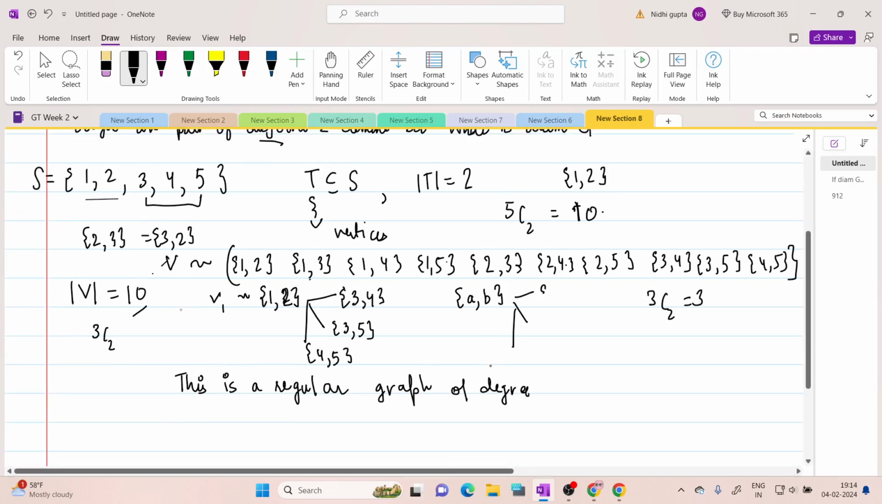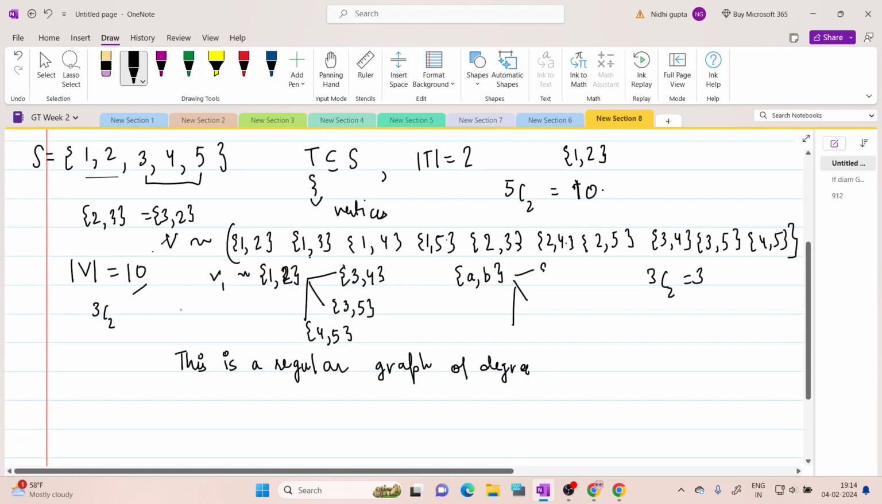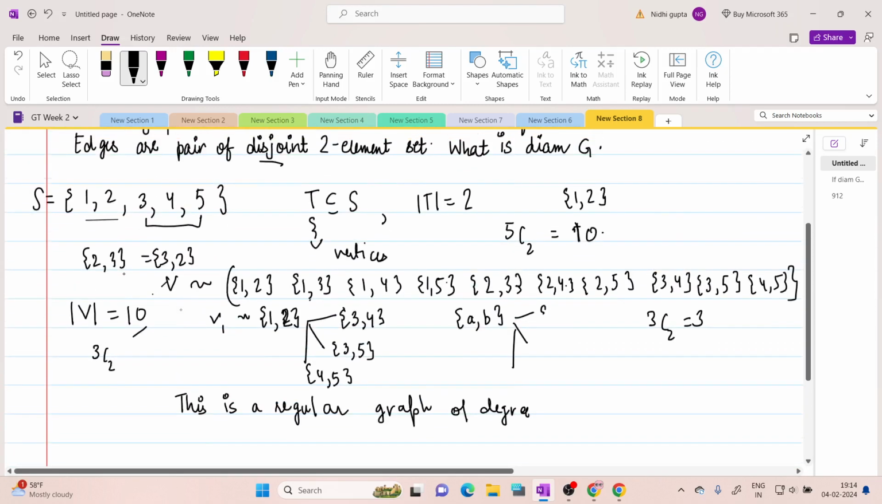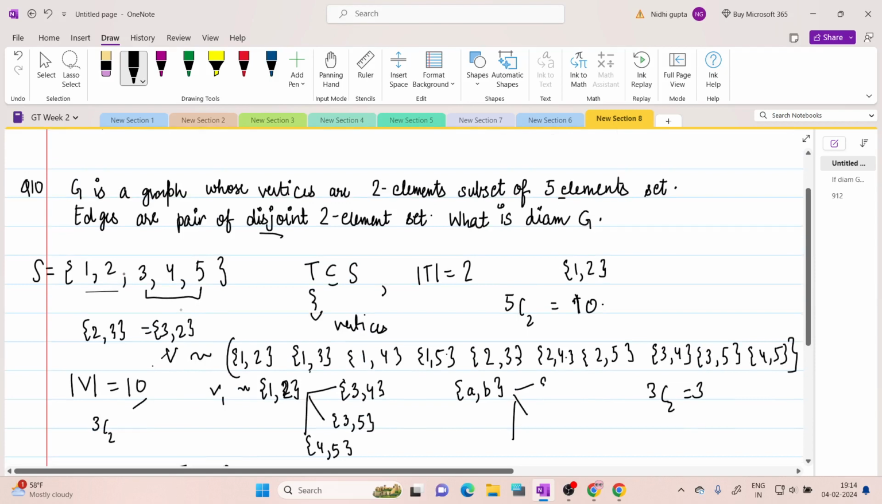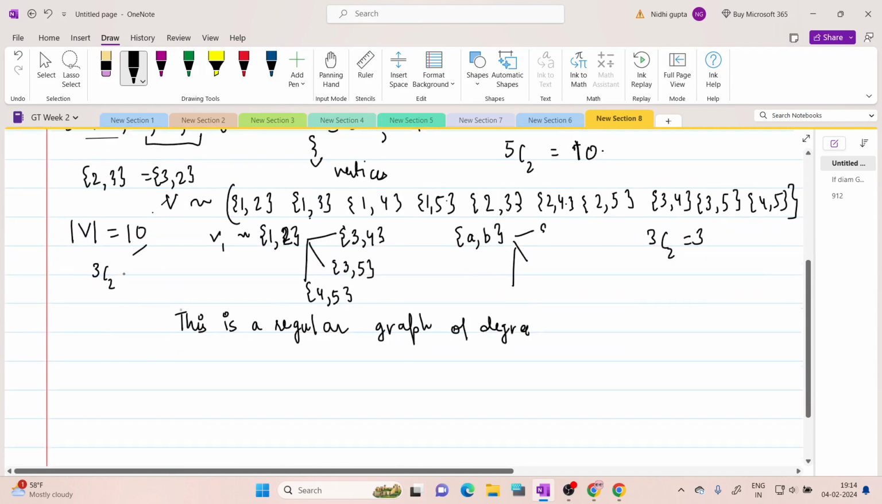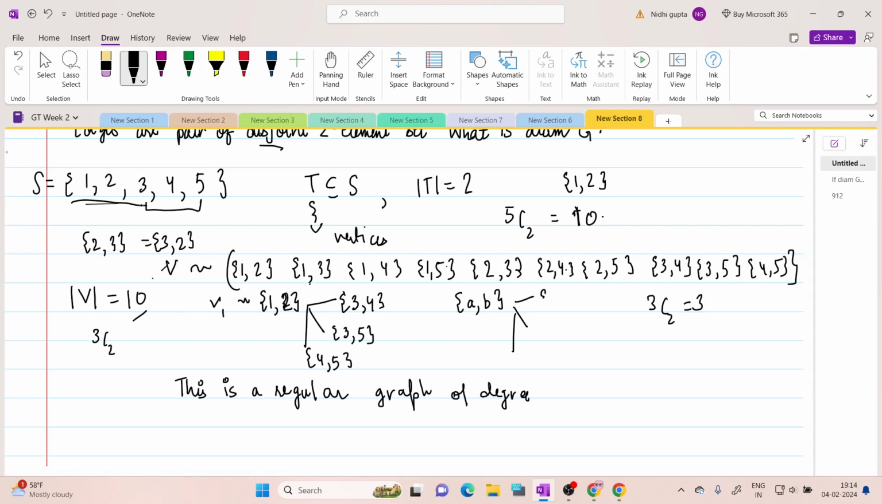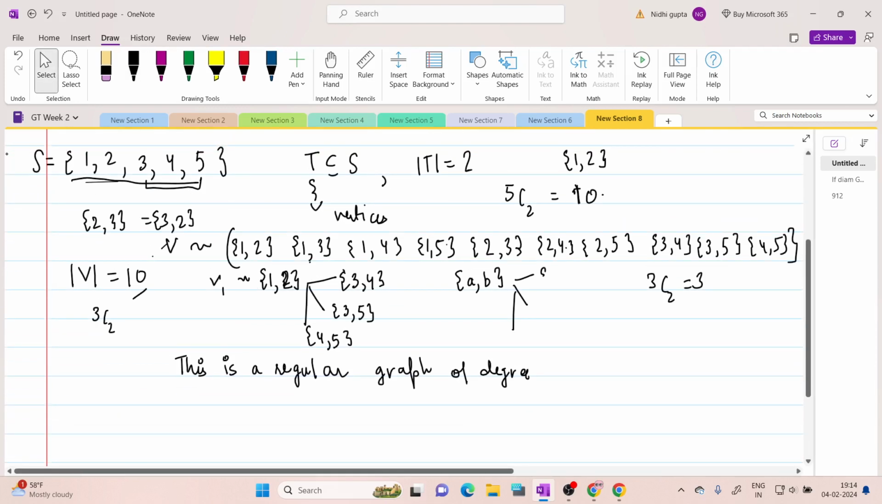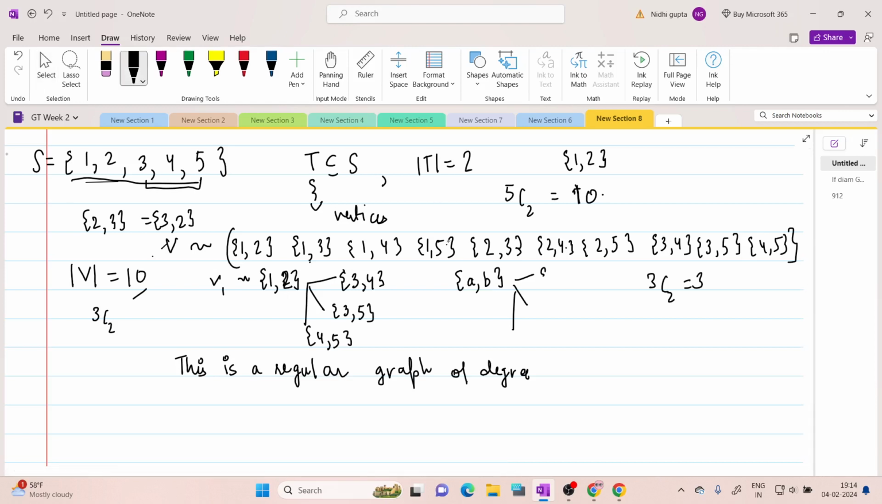So, can you explain the question one more time? Yes. I'll say G is a graph whose vertices are two element subsets of a 5 element set. So my S is this 5 element set, and the vertices are two element subsets of this. There are five elements, and I have to look at all the subsets of this set which have two elements. This gives me 5C2 options, which is 10. So there are 10 vertices.